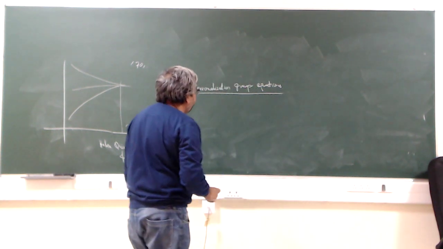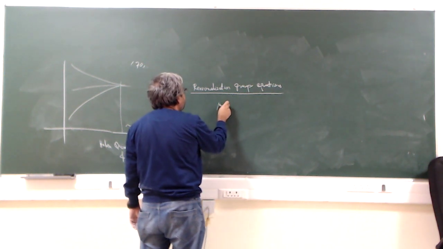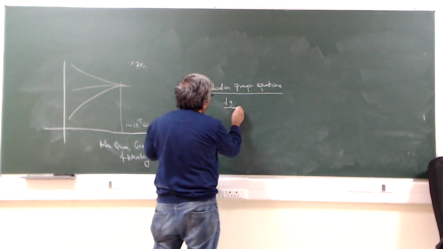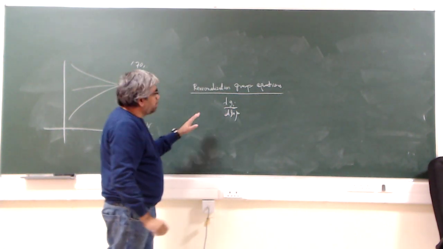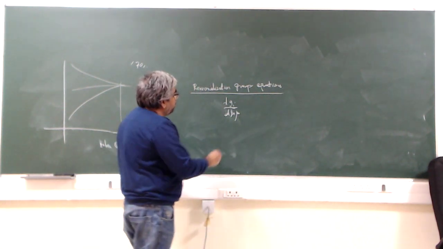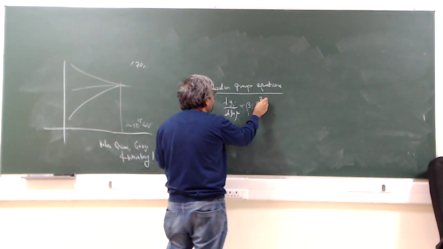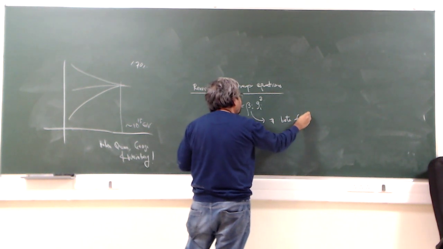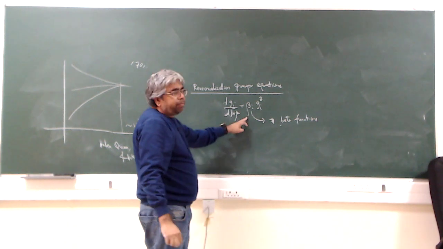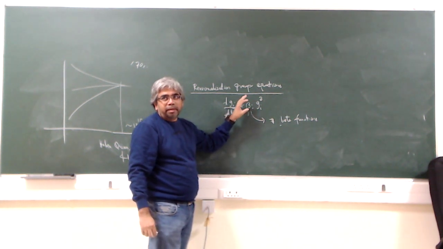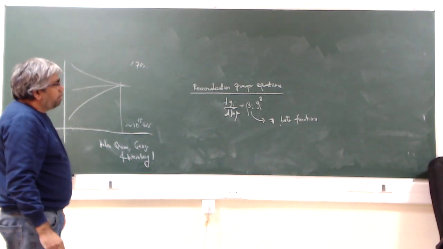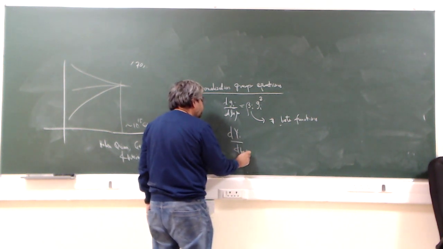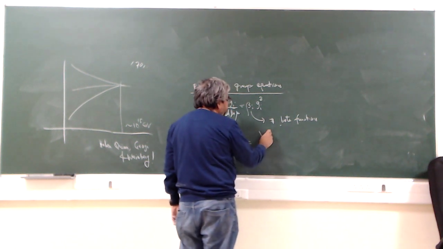The renormalization group equations are typically written as dg_i by d log mu, or sometimes d g_i by d mu. Either way, it's the same thing. You put a mu in the front or a log mu in the front. These go as beta_i of g_i. Betas are some numbers. These are called beta functions. These beta functions tell you what the particle content in the theory is. But if you have Yukawa couplings and stuff like that, these have a different name.